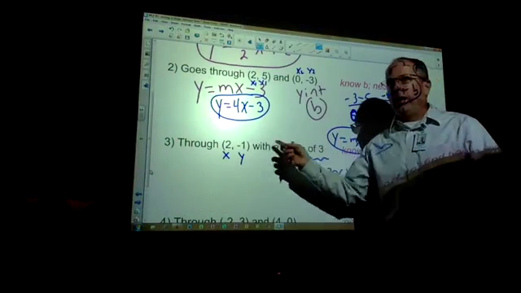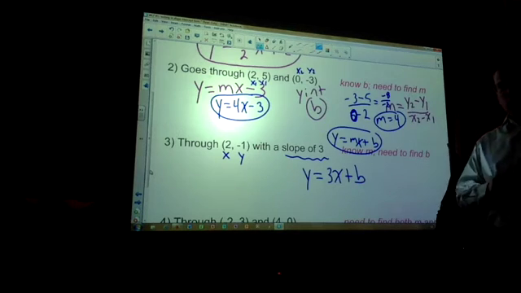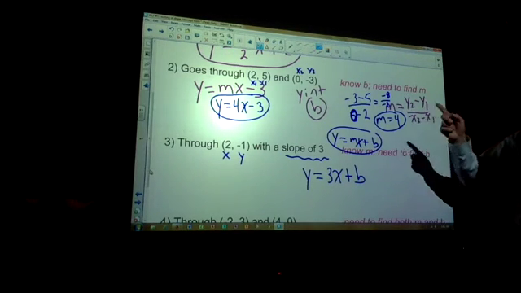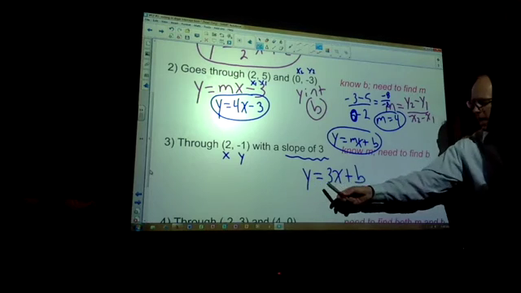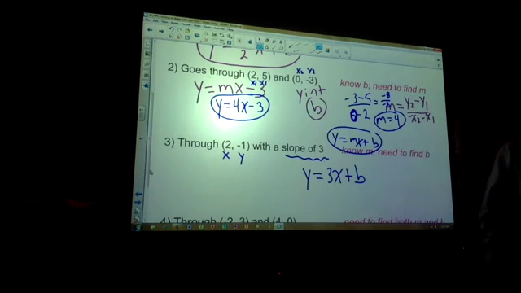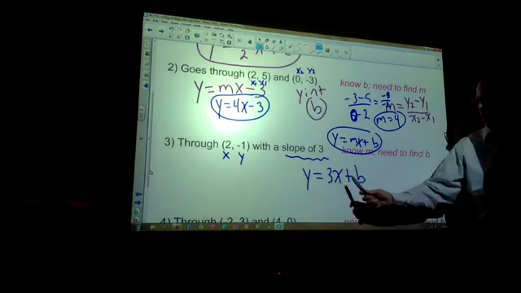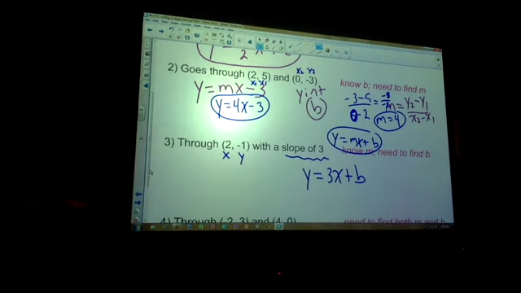I like your thinking. If you knew this point, you could graph this right now as it sits, but we don't know where the equation is. So I do know an x and a y value, 2 comma negative 1, and I know that y equals 3x plus b. I knew the slope was 3. Can I plug anything into that right now from my problem?